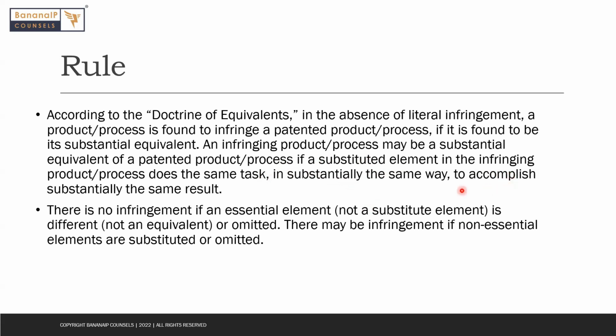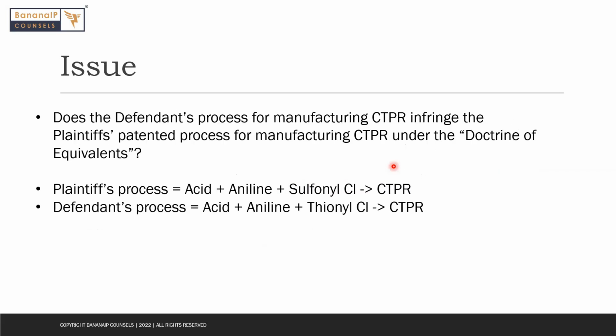Now, there is no infringement if an essential element is omitted. In other words, this substitute element has to be in a way essential to the equivalent in the patented product or process. Now, given that the plaintiffs had sued the defendants for infringement under the Doctrine of Equivalence, the issue for the court was to decide whether that was the case.